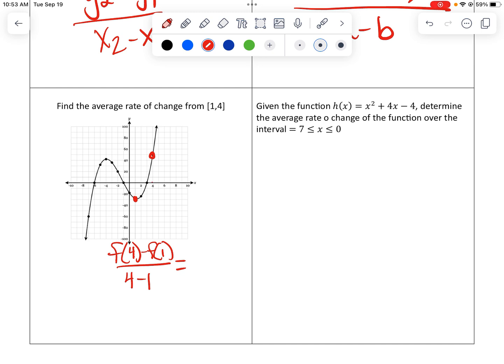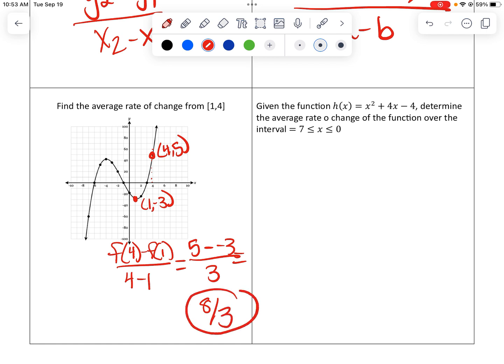So f of 4, 1, 2, 3, 4 is 5, because this is the coordinate 4, 5. This is the coordinate 1, -3. So f of 1 is -3, all over 3. So we have 8 over 3 as our rate of change.